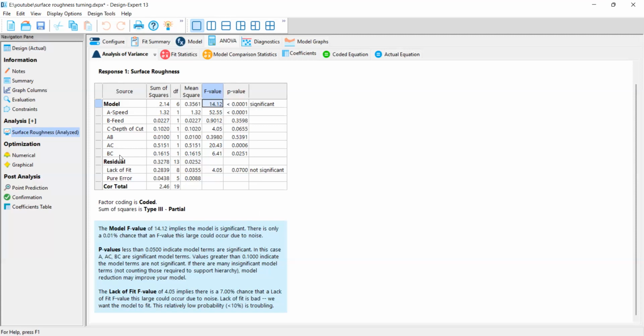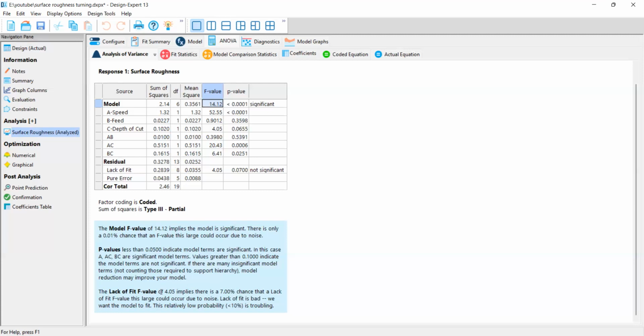And these are the major crucial factors for the turning operation when considering surface roughness. So these three parameters or interactions will influence the surface roughness produced by the turning operation using these three parameters with three different levels.